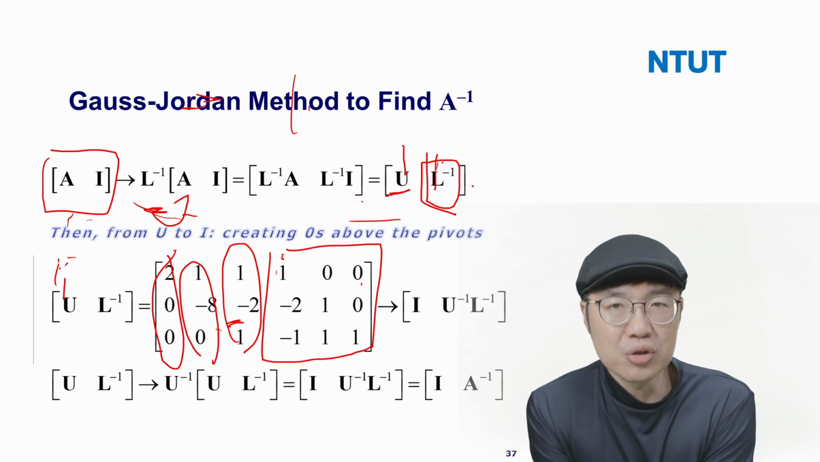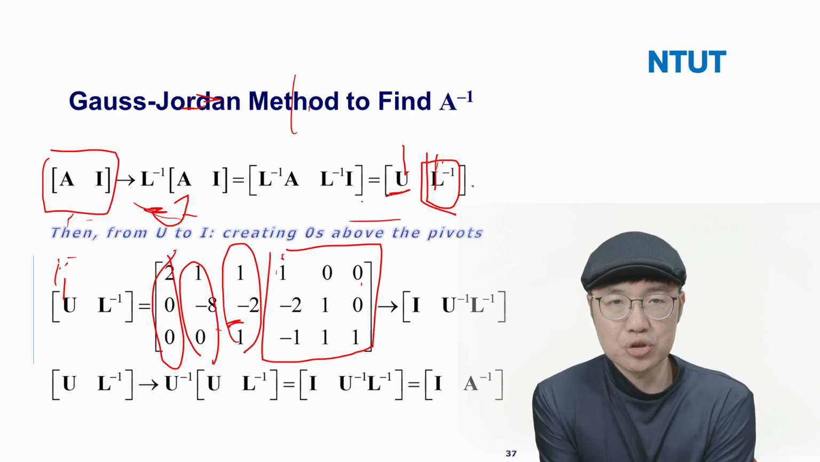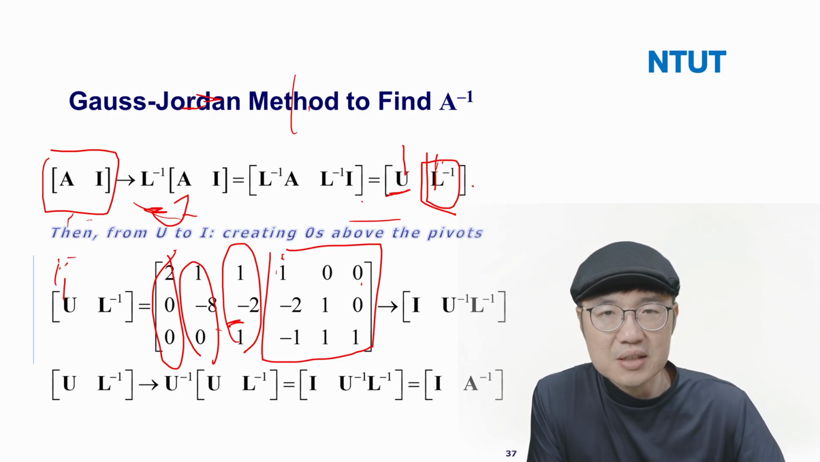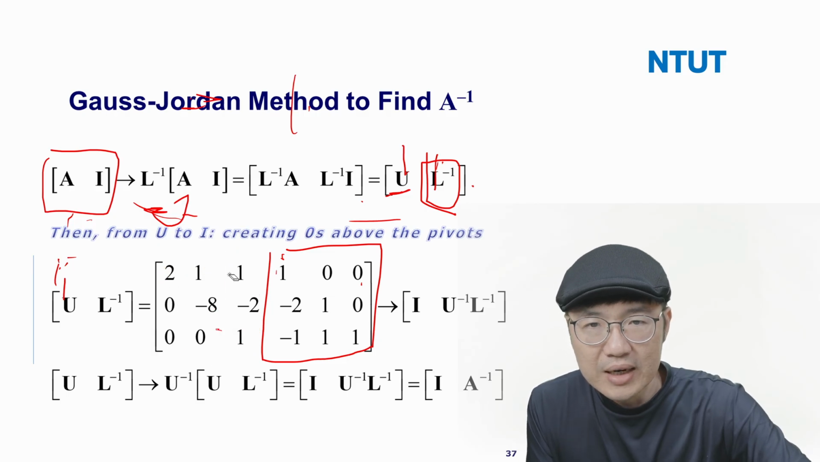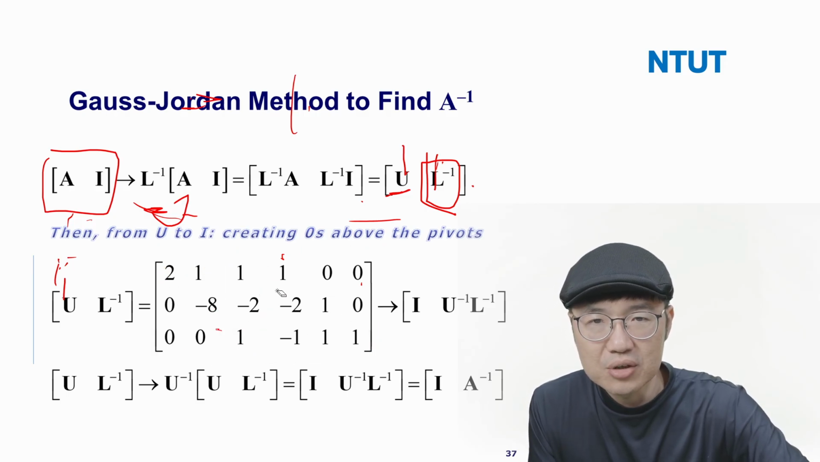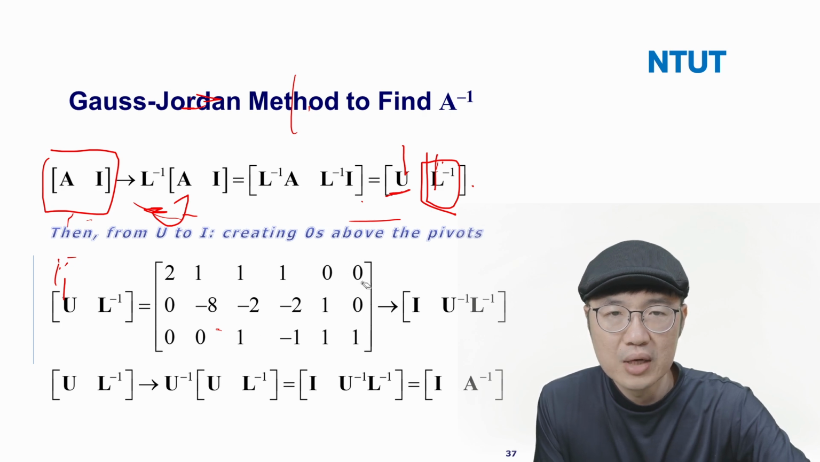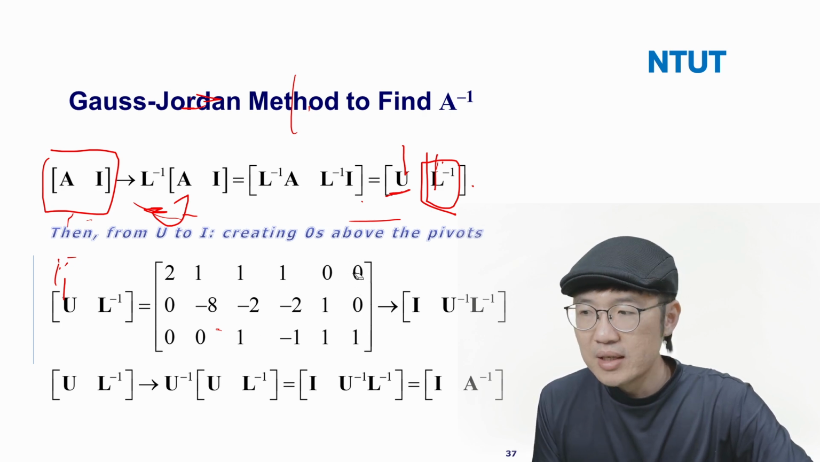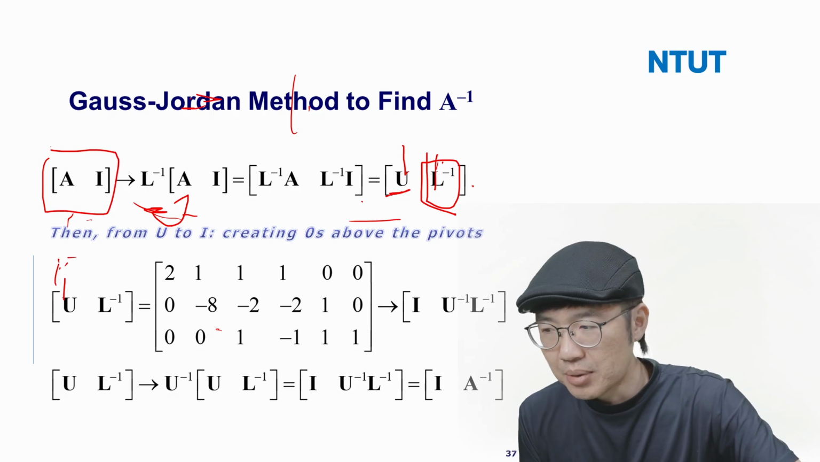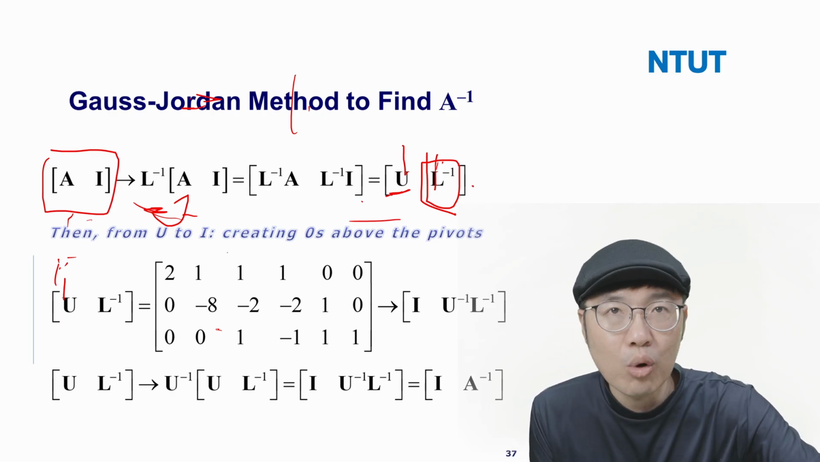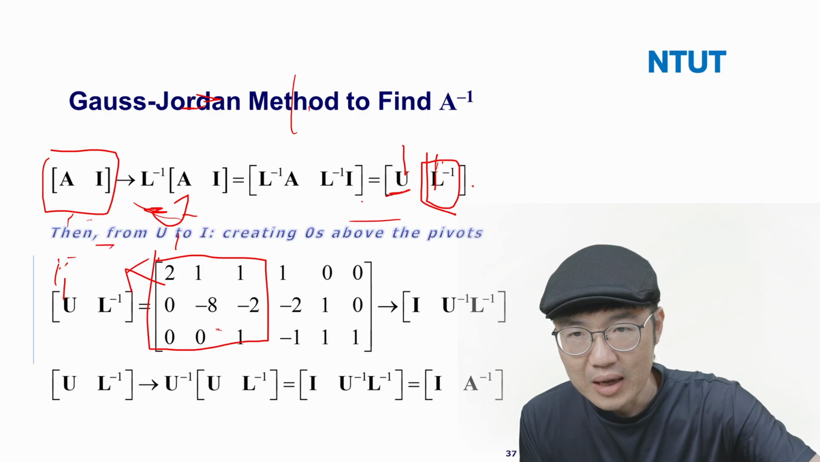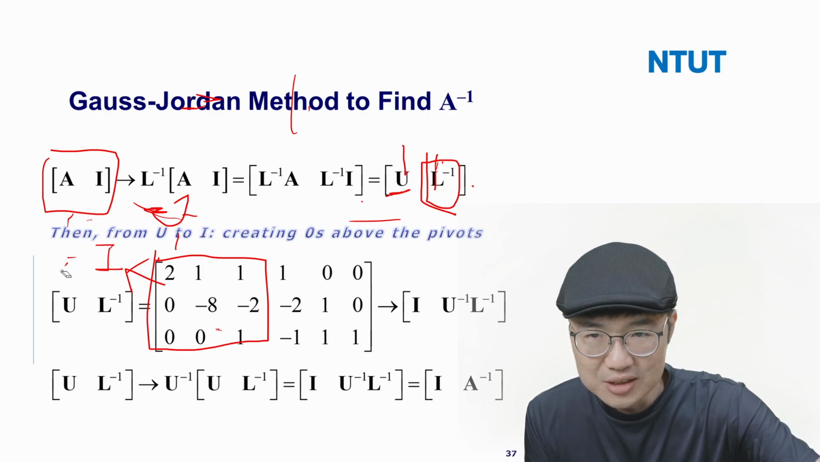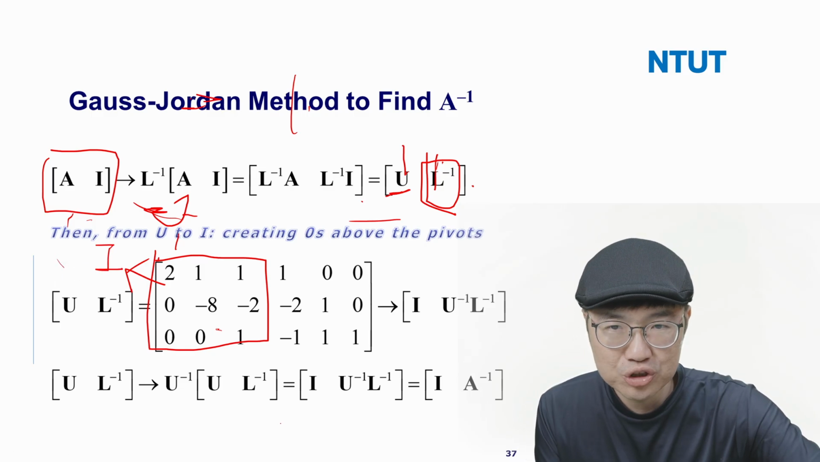This is where Jordan comes in. Jordan concerns the second part, the second step. So let's start with this augmented matrix, U and L inverse. The process of the second part is to do whatever you can to make the first U be I. Just keep performing row operations.